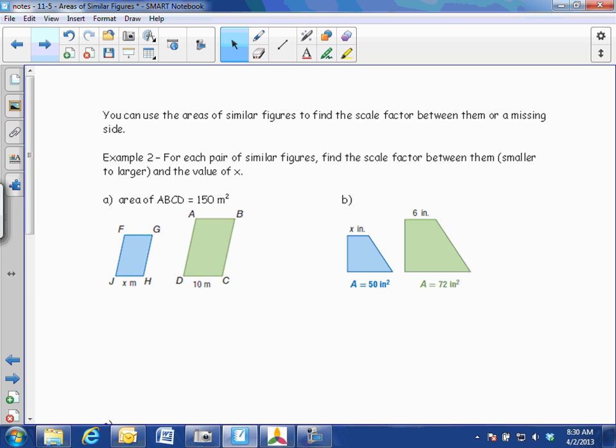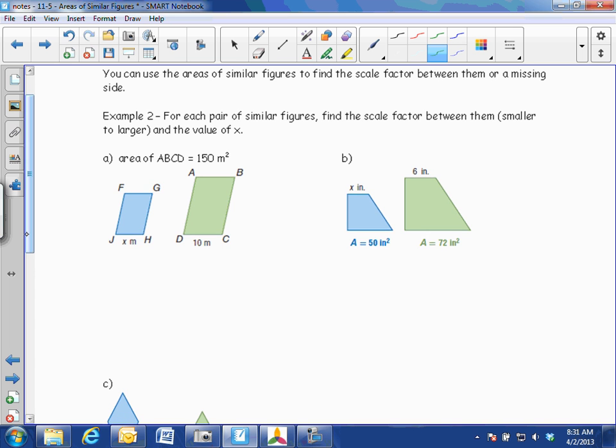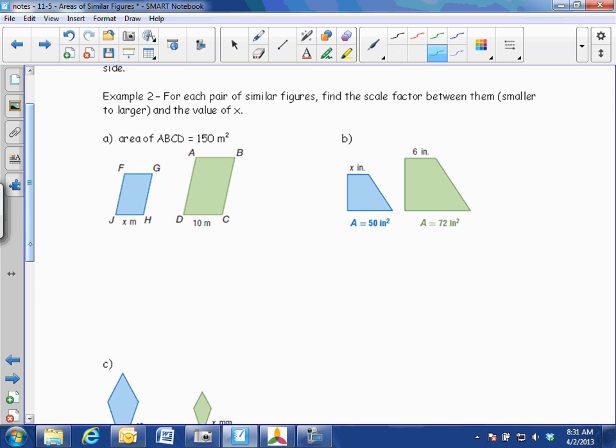All right. Same idea, except now they're going to ask us to find a side. So they're going to give us an area and one side, and we're supposed to find the other side. It says for each pair of similar figures, find the scale factor between them, smaller to larger, and the value of x. We're finding two things, the scale factor and the value of x.